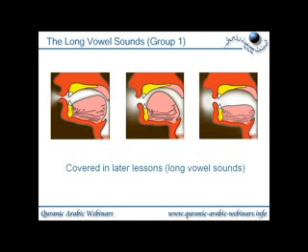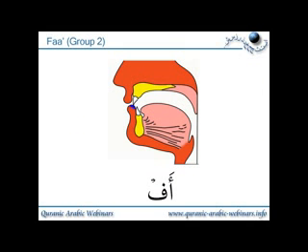Okay, so we're going to look at all the letters being pronounced with sukoon in their groups. The first group, which we call group 1, involves the long vowel sounds, and we'll cover that when we get into the lesson on the long vowel sounds. So starting from group 2, which is really the letters that involve the lip, we'll start just with fa.